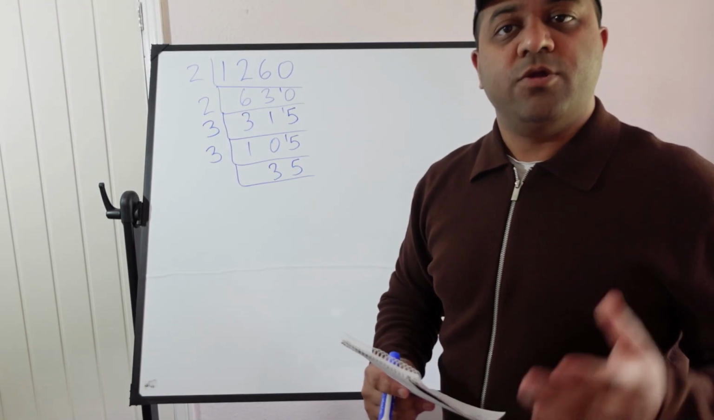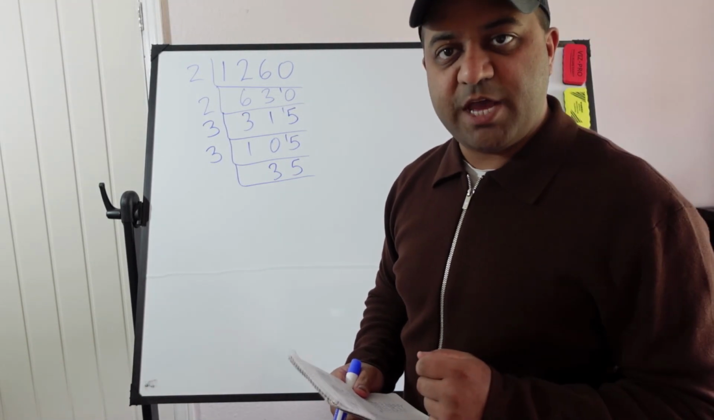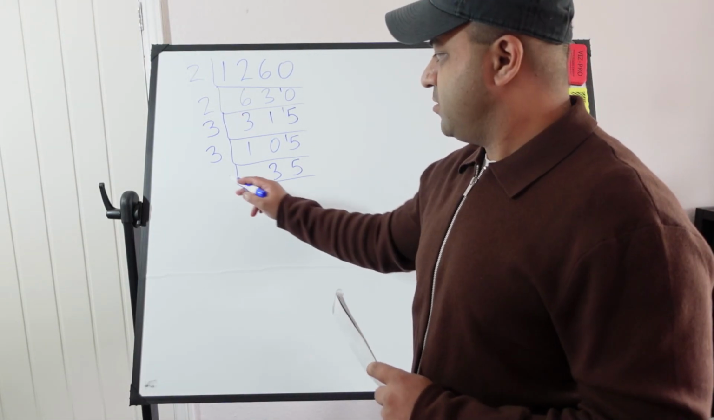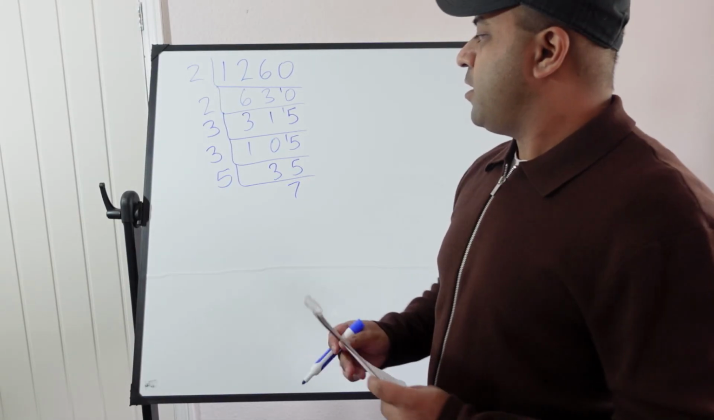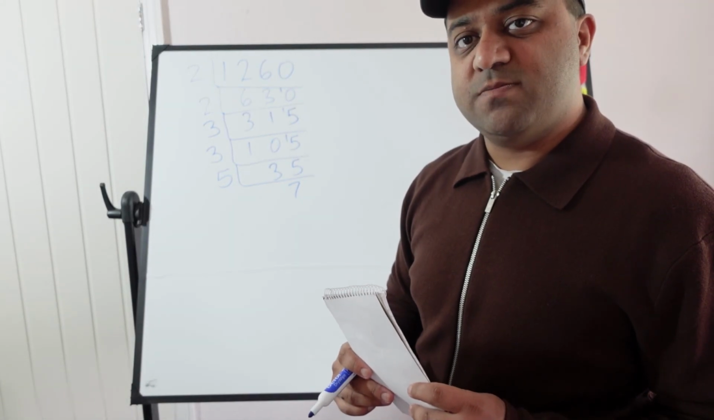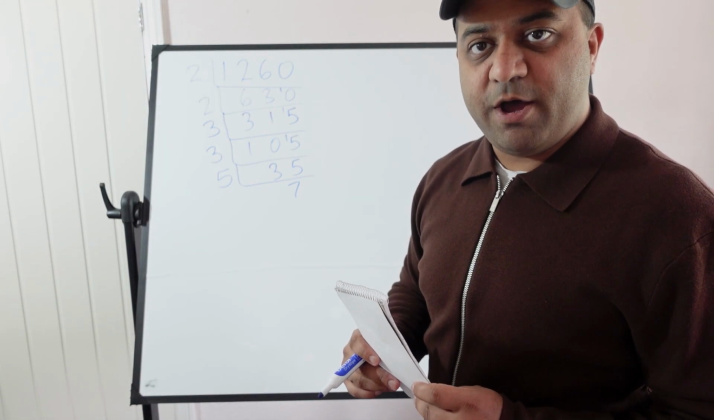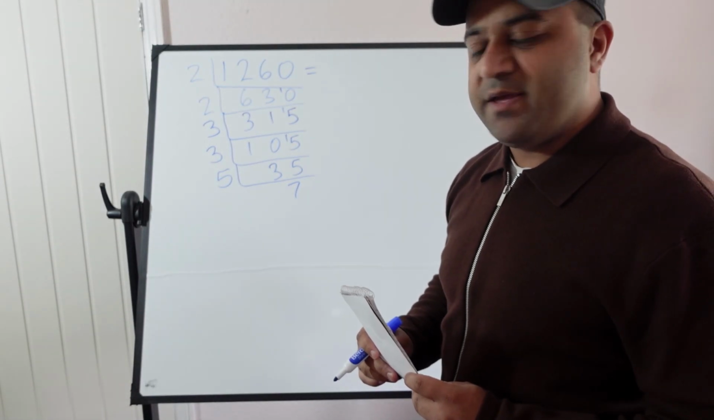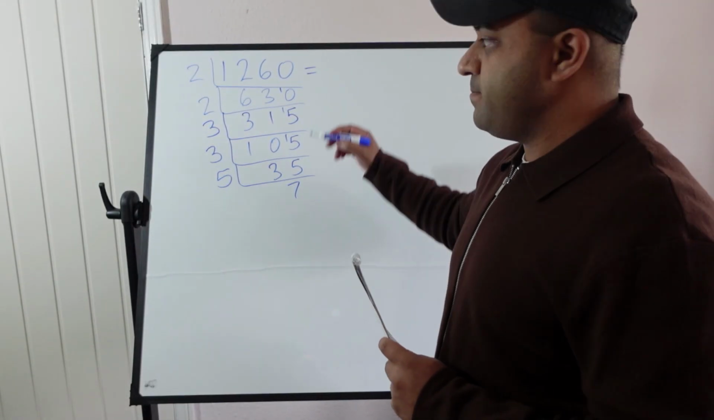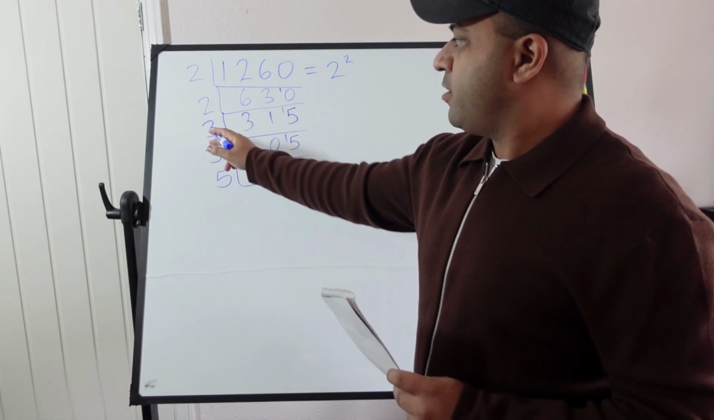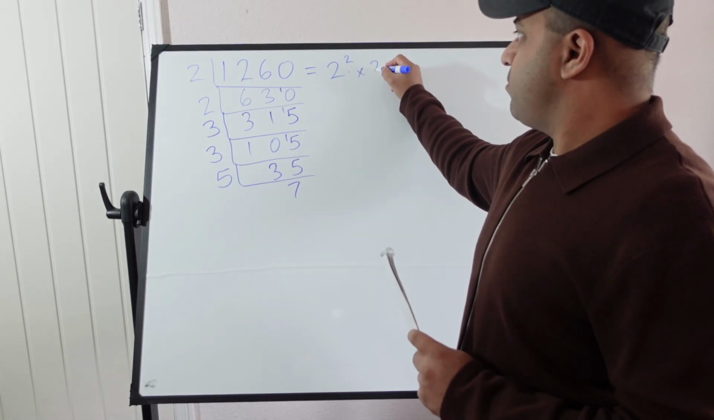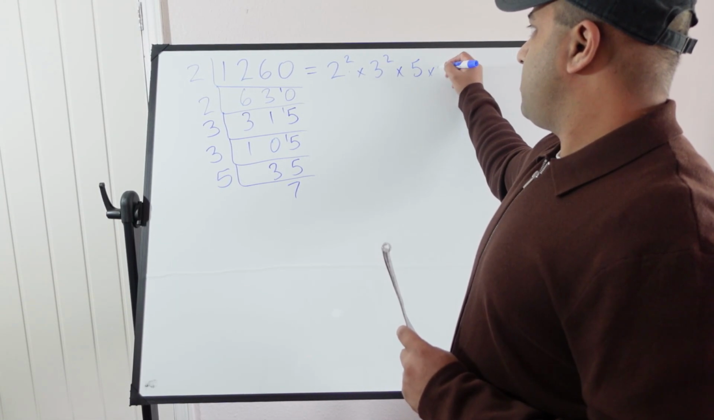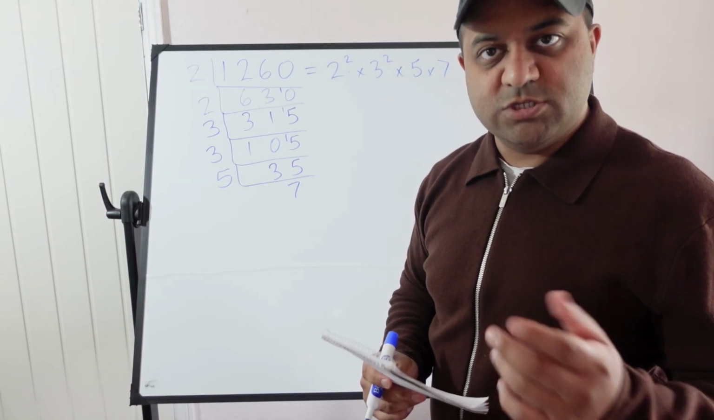Now, you should recognize the number 35 from your times tables. 3 does not go into it, 5 does, 7 times. So we finish on a prime number at the bottom, so we can write down our final answer. 1260 is made of 2 squared times 3 squared multiplied by 5 multiplied by 7. And that's it. We're done.